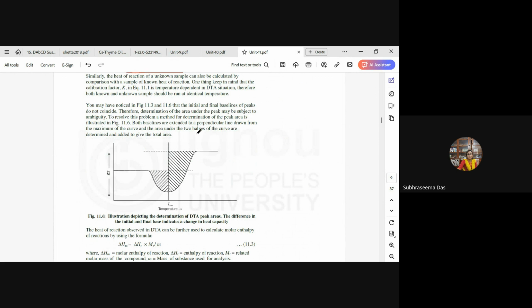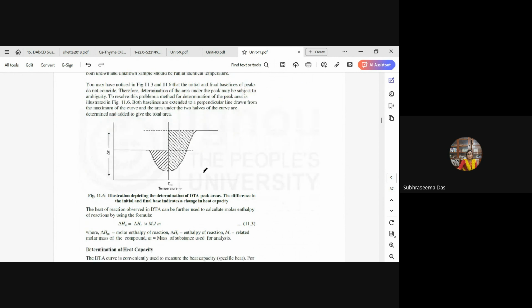The determination of the area under the peak has been a very complex task to resolve. A method is illustrated in Figure 11.6. Both baselines are extended to a perpendicular line drawn from the maximum of the curve, and the areas under the two halves of the curve are determined to give the total area. This is one of the simple ways by which we can calculate the peak area.